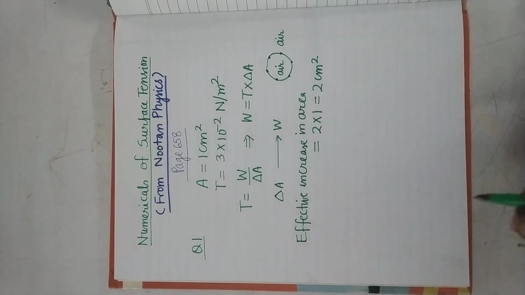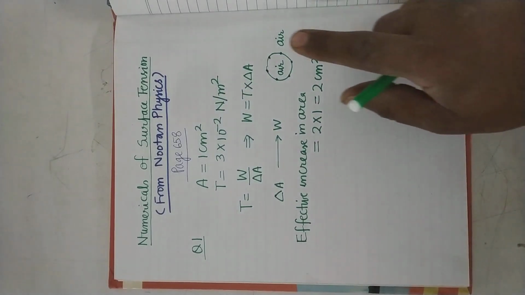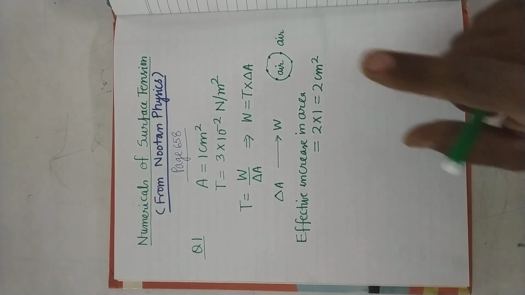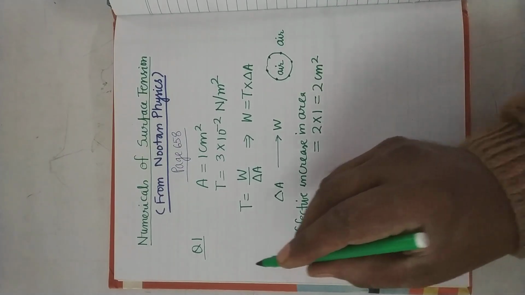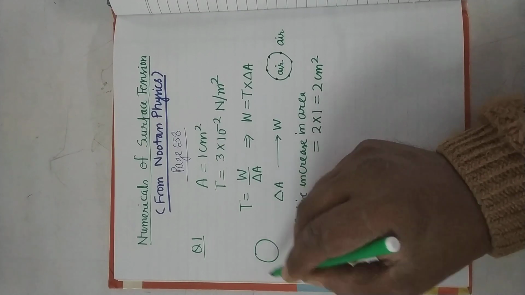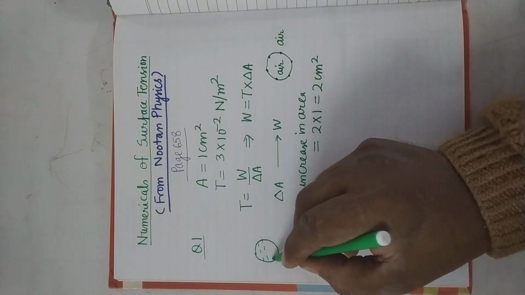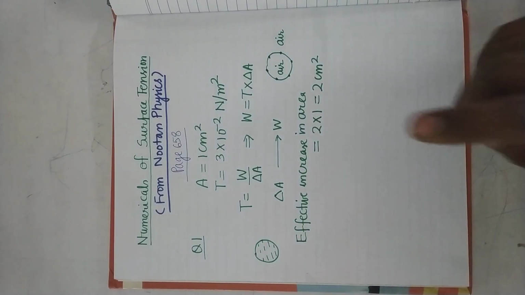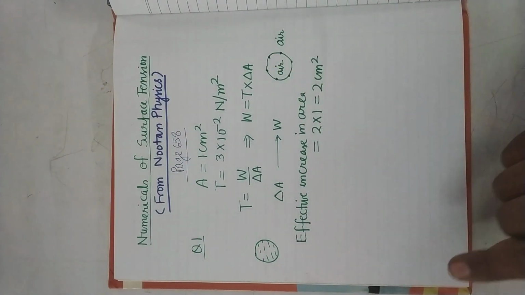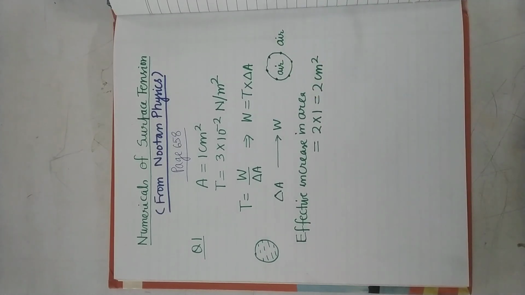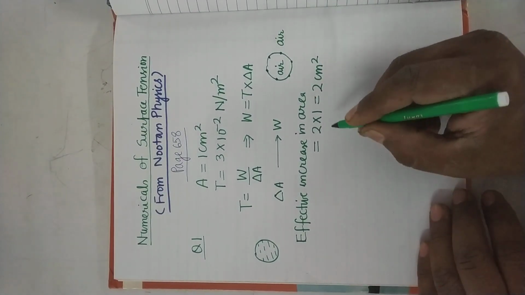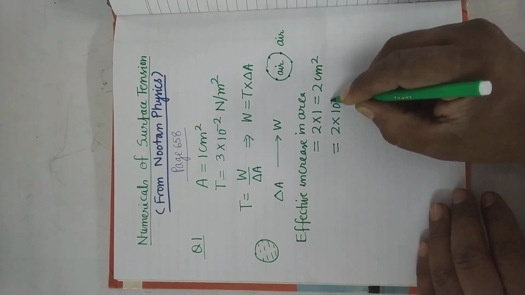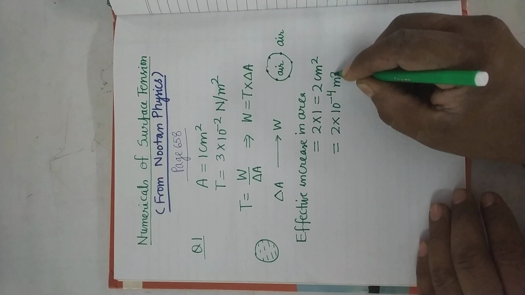And why is it so? Because this soap bubble has 2 free surfaces. It is different from a liquid drop. For example, this is a liquid drop. It is filled with liquid. Here only the outer surface is the free surface, while the soap bubble is in contact with air from both sides, therefore it has 2 free surfaces. So you convert it into meter square. How will you convert into meter square? 2 into 10 to the power minus 4 meter square.